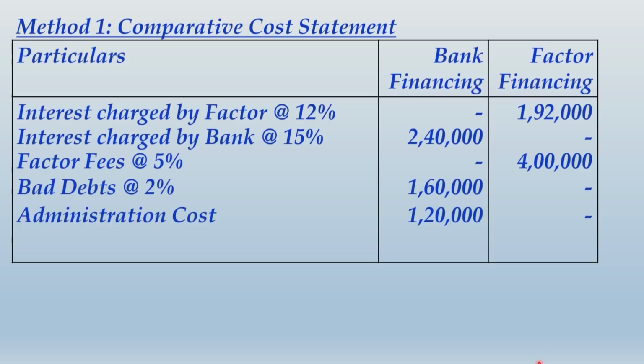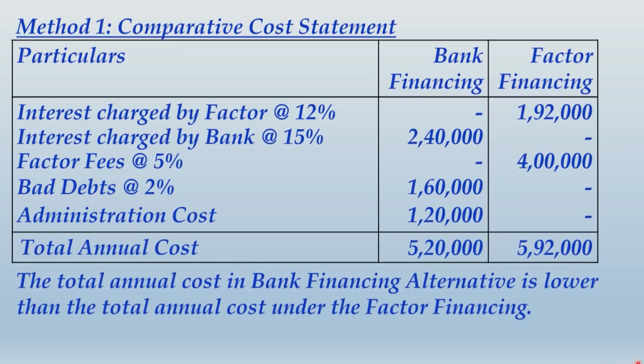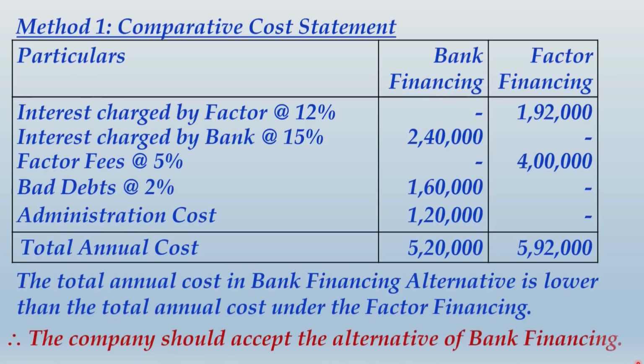So now once we have plotted down all the costs, we can simply take the total annual cost, which comes to 5,20,000 and 5,92,000. We can now conclude that the total annual cost in the bank financing alternative is lower than the total annual cost under factor financing. So the conclusion is very simple, that is the company should accept the alternative of bank financing. In simple words, bank financing would be cheaper than factor financing.